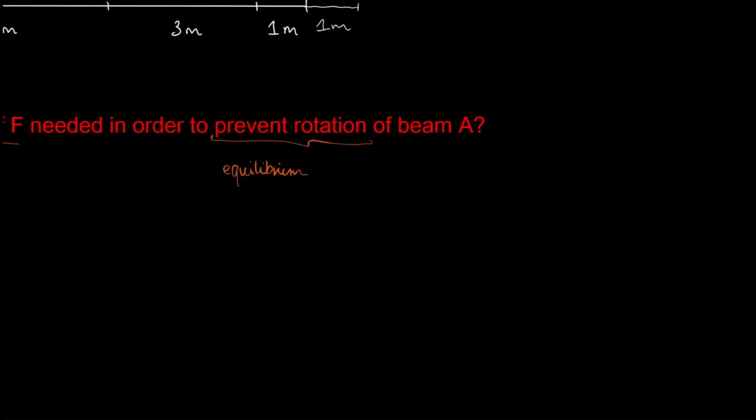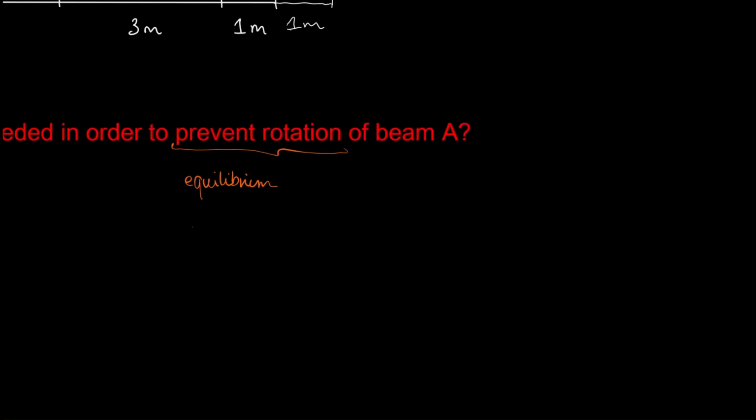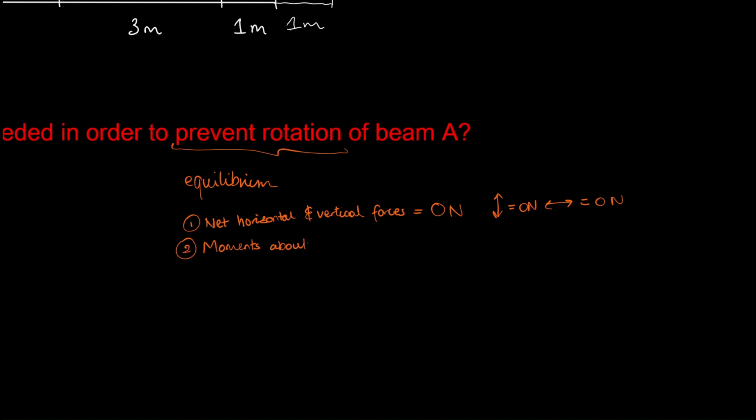Now the two conditions for equilibrium in a situation like this are, number 1, that the net horizontal and vertical forces should be equal to 0 newtons. So the vertical forces should total out to 0, and the horizontal forces should total out to 0. And number 2 is that the moments about any point should also be equal to 0.